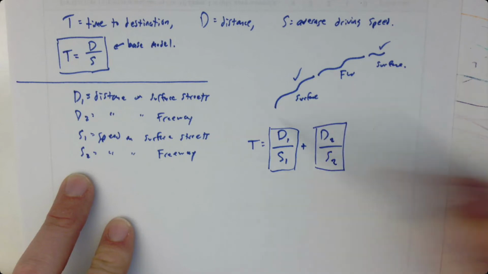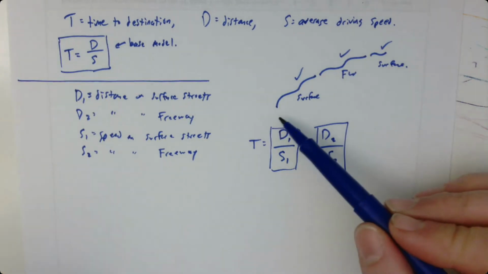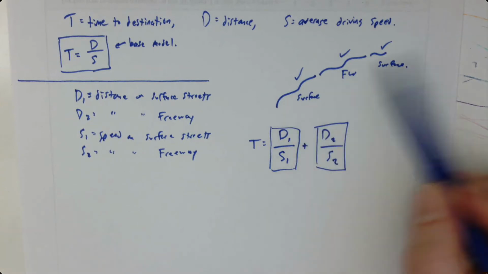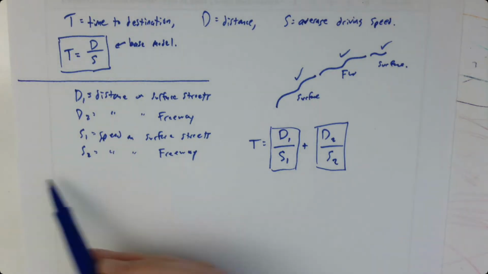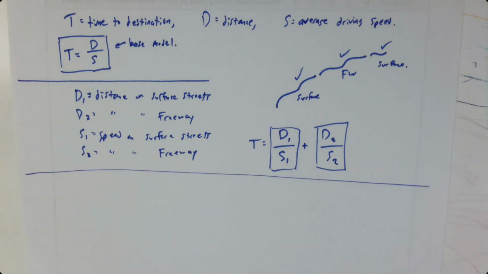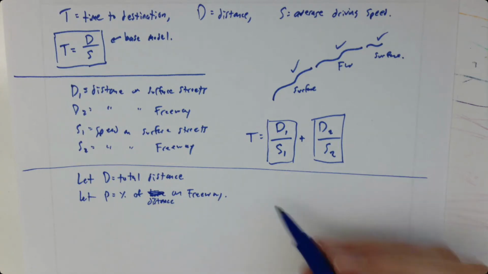So it's the same model. We just split it into two pieces so that we can model the different parts of our journey more accurately. So that's one way that you could imagine including this complexity. Let's do it in a different way. So let's go back to having a variable that's just D, which is our total overall distance, but we'll have P, which is the percentage of our overall distance that's spent on the freeway.